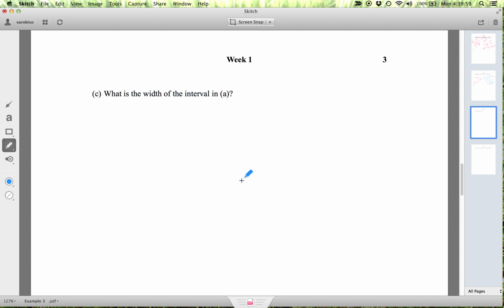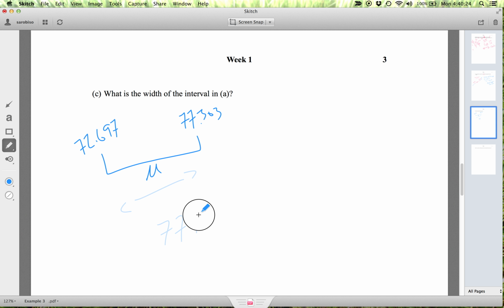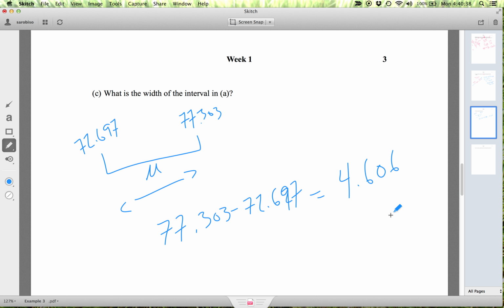What is the width of the interval? Again, let's just remind ourselves quickly what the interval was. We were saying that we expected mu to be somewhere in between 72.697 and 77.303. We can find the width here just by subtracting, finding the difference of the two. And you can find here the width to be 4.606.